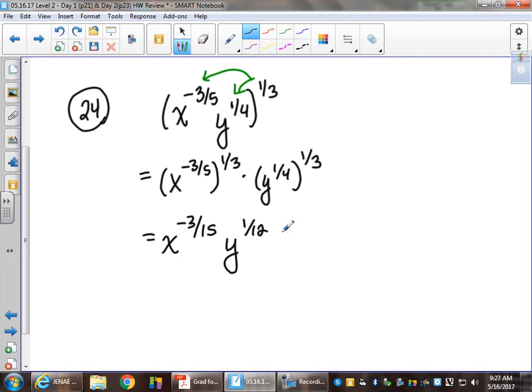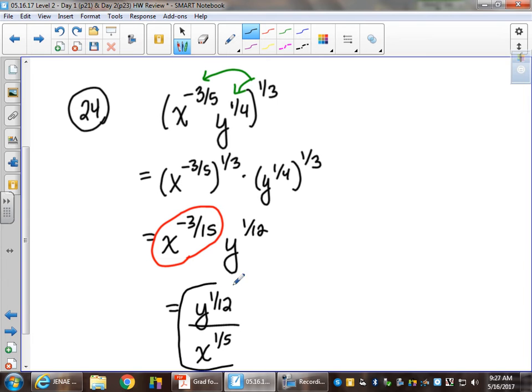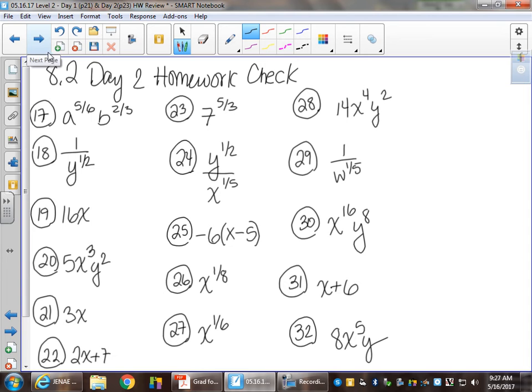1/12. Is this done? What cannot stay? This term with the negative exponent cannot stay. So y to the 1/12 will stay in the denominator. How does 3/15 reduce? 1/5. Good. Did I write it wrong over here? 24. 1/2, 1/5. Oh, 1/12. Got you. Okay, sorry about that. 1/12. Typo.